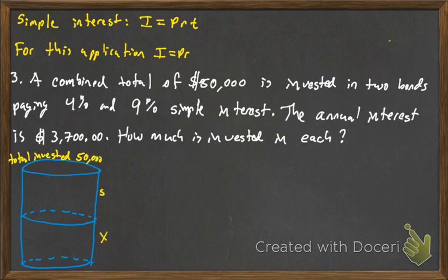One of them will be X. And so, like the previous arguments we had, let's say, for example, we said one of them was $20,000. To find the other one, we would take 50,000 minus 20,000 and get 30,000. Now, because I don't know what it is, one will be X and one will be 50,000 minus X. Same reasoning. Okay, one of them will be the 4% and the other one will be the 9%.